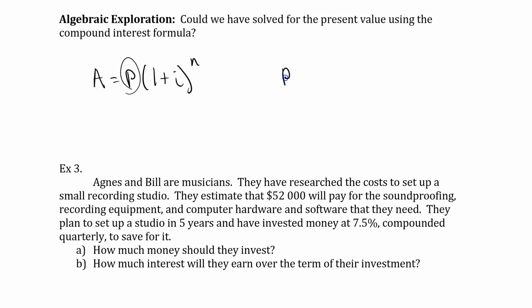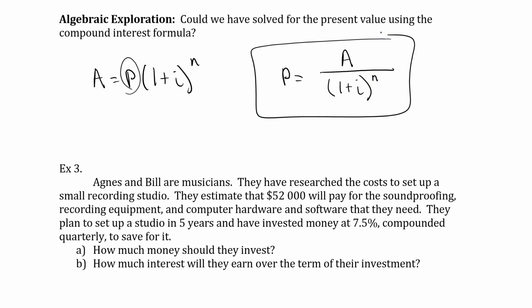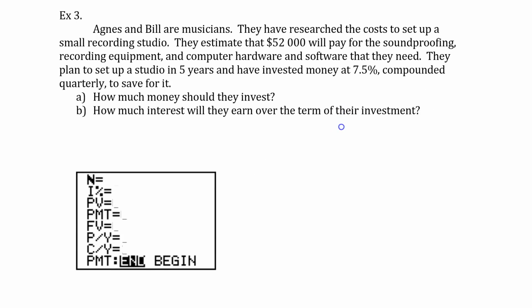We've seen it before. Present value equals future value, or A, divided by (1 plus i) to the power of n. So yeah, absolutely, we could have used algebra. But this snazzy new tool that we know from the TVM Solver will help us do these sorts of calculations quicker. Let's move on to example 3.